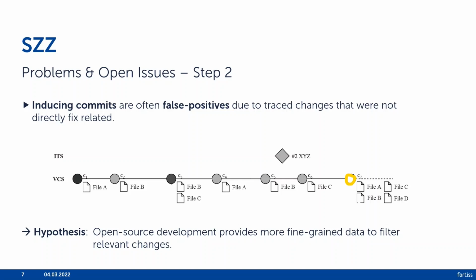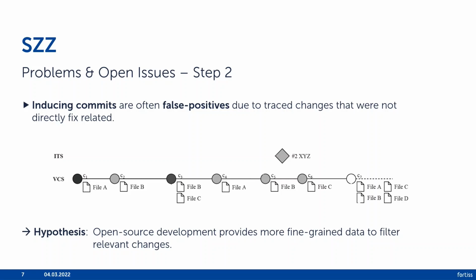at commit number 7 and we expect here that this is a fixing commit, then all the files in the commit, so file A, B, C, and D, would be traced back in the history to find inducing commits. However, not all of the files are potentially related to the fix. So a filtering here would be appropriate to reduce the number of files that are traced and therefore reduce the number of false positive inducing commits.